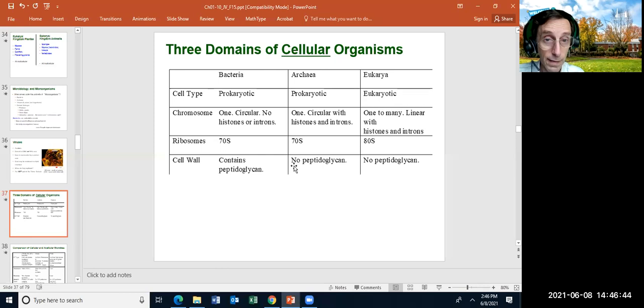When we look at the cell wall of the bacteria, we find the molecule peptidoglycan in the cell wall. When we look at the cell walls of archaea and eukarya, there is no peptidoglycan. So in the eukaryotic cells, there is no peptidoglycan. And that's really how the bacteria differ from all the other domains. All right, any other questions about comparing the three domains?